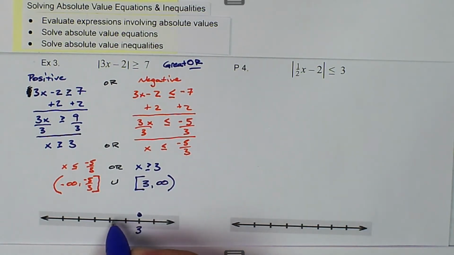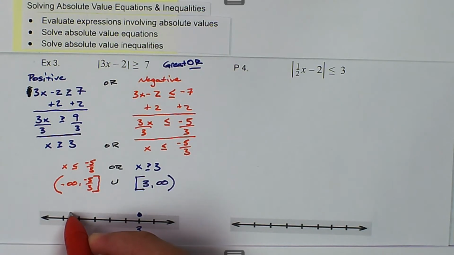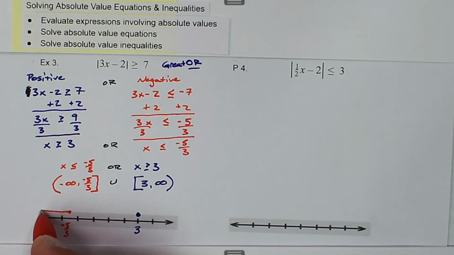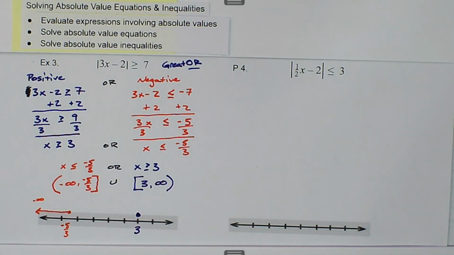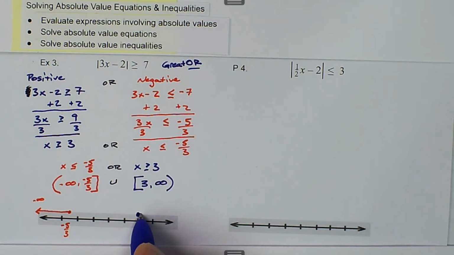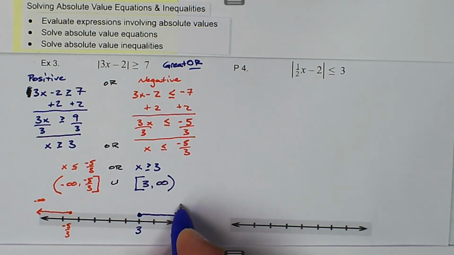So 3, 2, 1, 0, and then negative 5/3 will be right about here. Another closed dot that represents negative 5/3. Variable on the left with the arrow pointing to the left, so we know that it's going this way to negative infinity. And variable on the left with the arrow pointing to the right, so the arrow points in the same direction, and that's going to positive infinity.